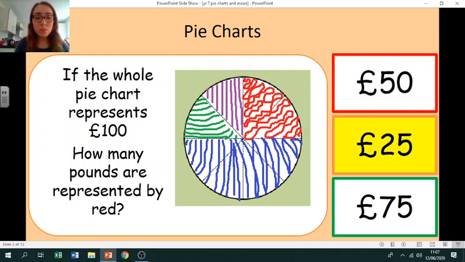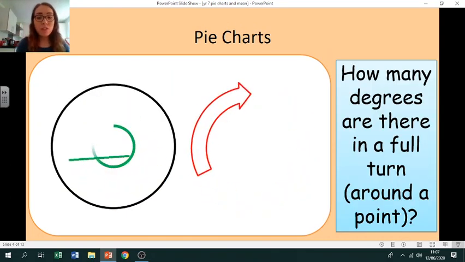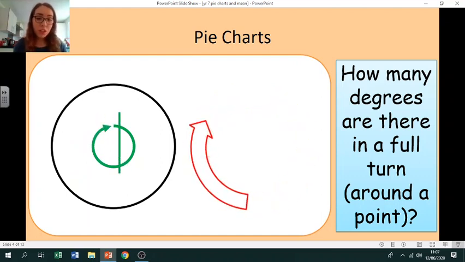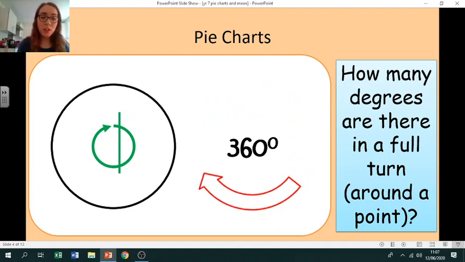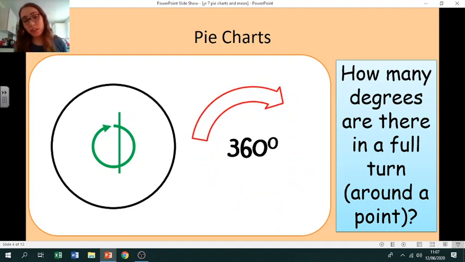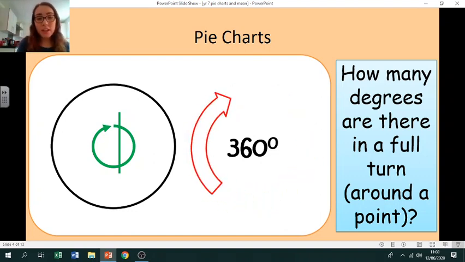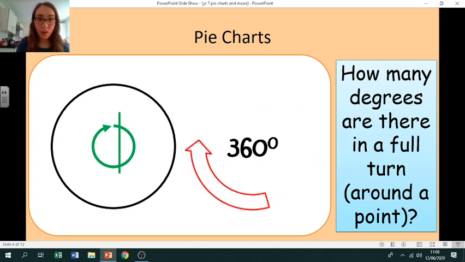What we also need to be able to do is to draw a pie chart by working out angles. Okay, so thinking about that pie chart, we know it's a full circle. How many degrees are there in a full turn? Okay, you should get 360 degrees. So we know in a circle or round a point, we've got 360 degrees. We are going to use that to help us split up those parts of our pie chart into our categories.